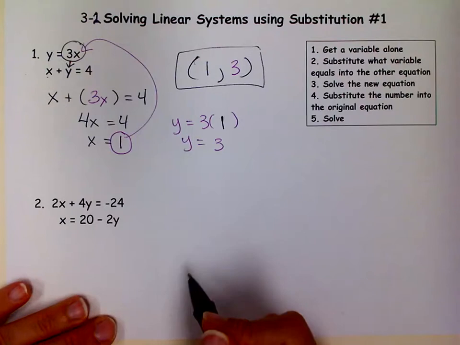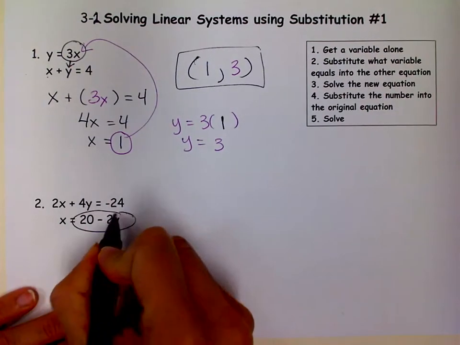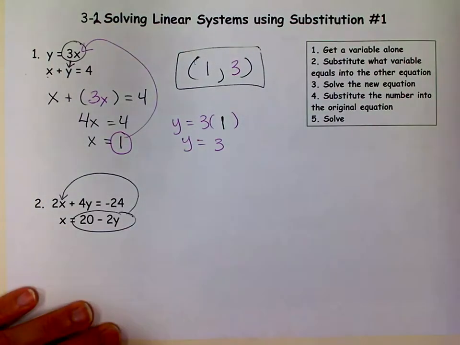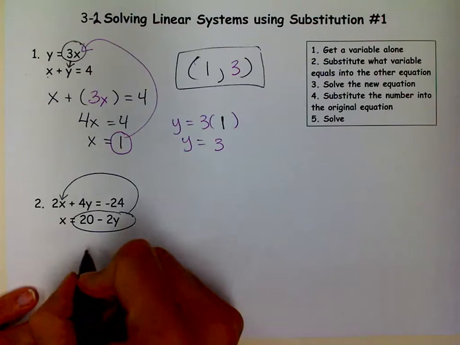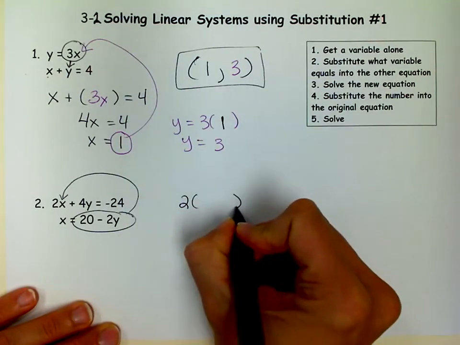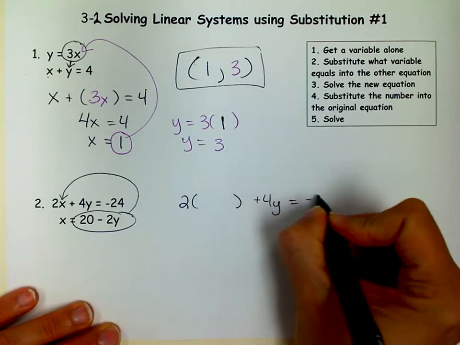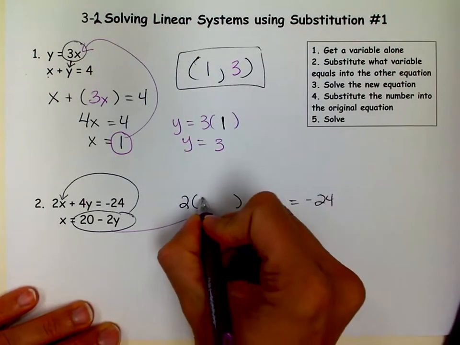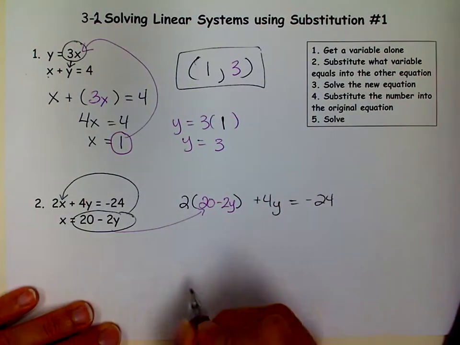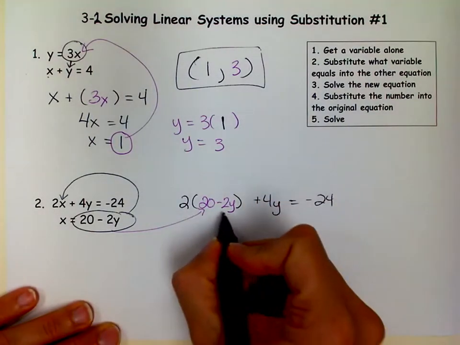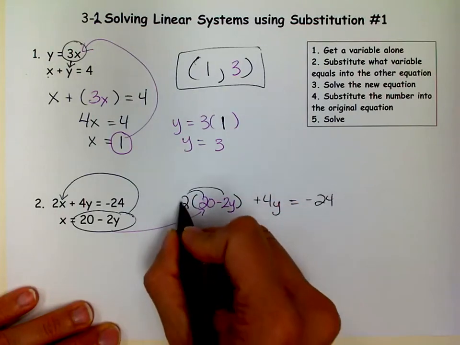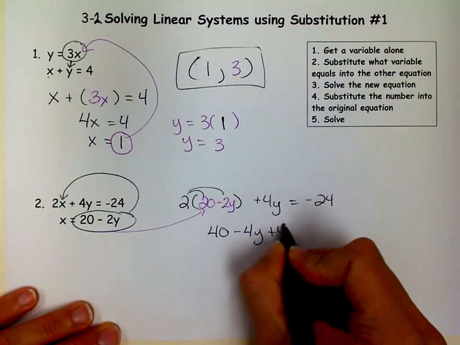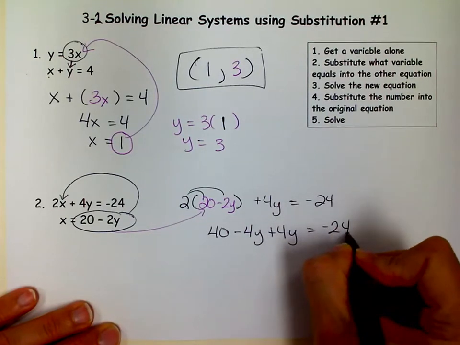Okay, let's do this next one. We have what x equals, so we go back up here and we're going to replace it in for that x. So 2 times x plus 4y equals negative 24. But instead of x, I'm going to put what x equals. So I'm going to put 20 minus 2y. And then I simplify. Here I have to use my distributive property. 2 times 20 is 40. 2 times negative 2y is negative 4y, plus 4y equals negative 24.